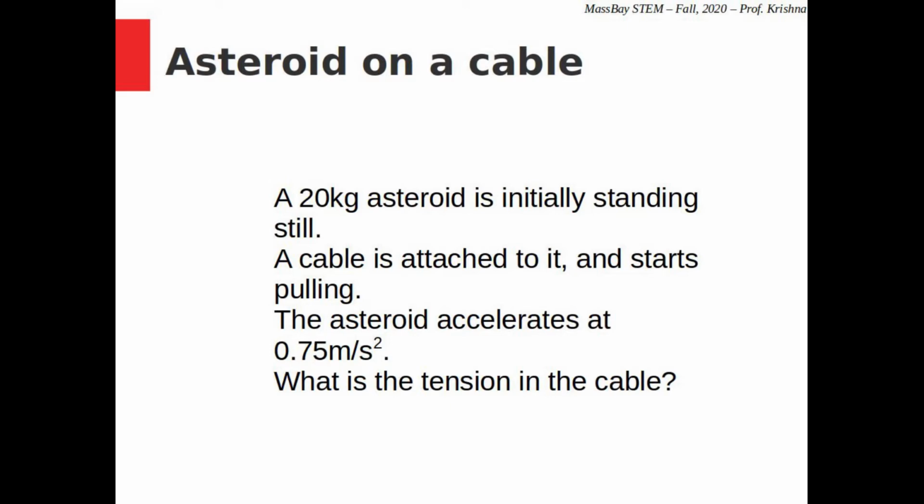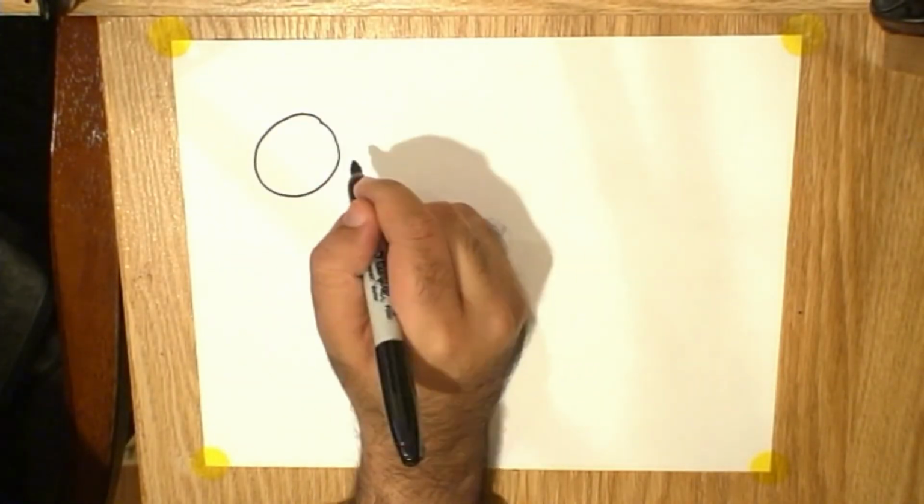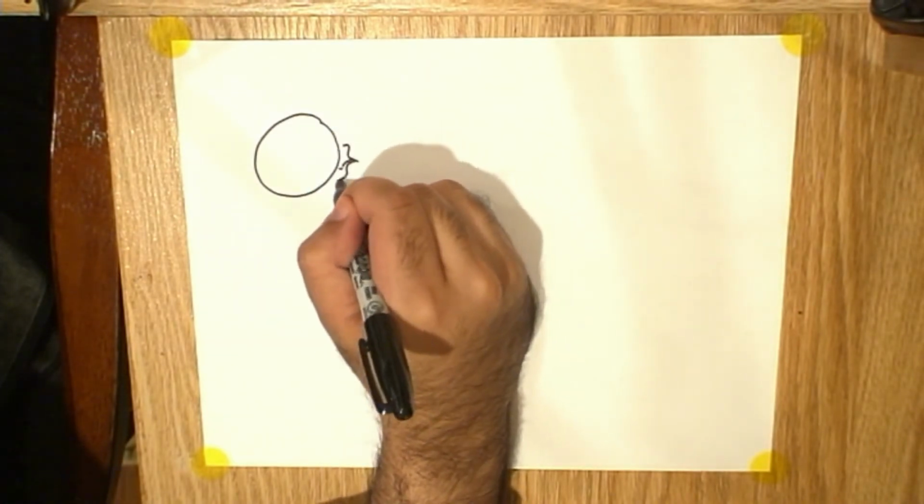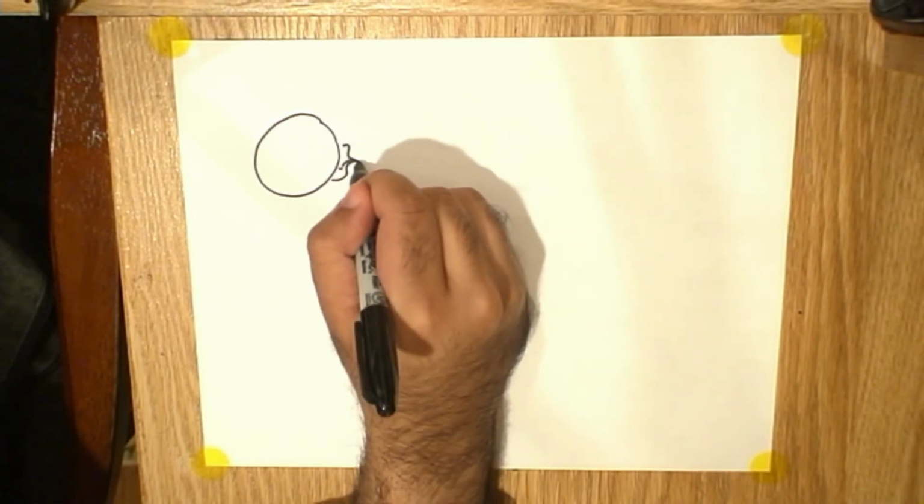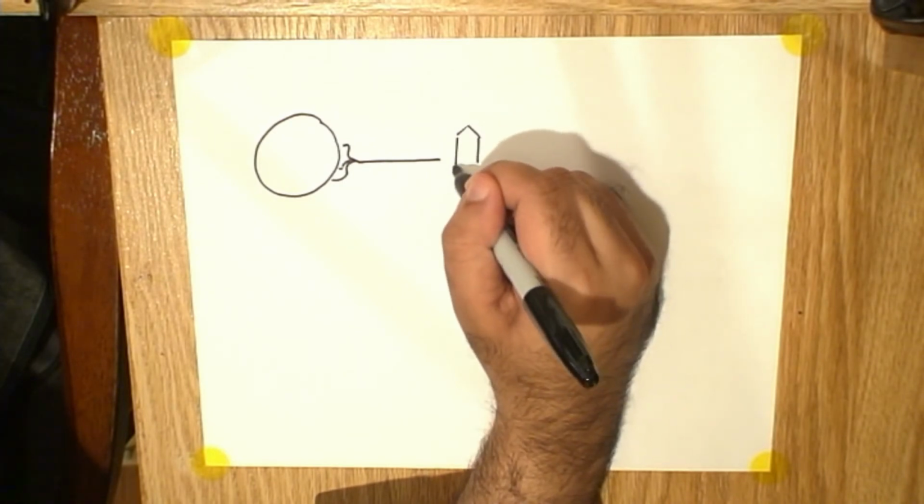Consider this question. A 20-kilogram asteroid is initially standing still. A cable is attached to it and starts pulling. The asteroid accelerates at 0.75 meters per second squared. What is the tension in the cable? Let's start by drawing our usual picture of the situation. Here's an asteroid, and let us say that here is a claw, and here is the cable, which is going to drag it, let's say towards a rocket which is sitting here or something like that.